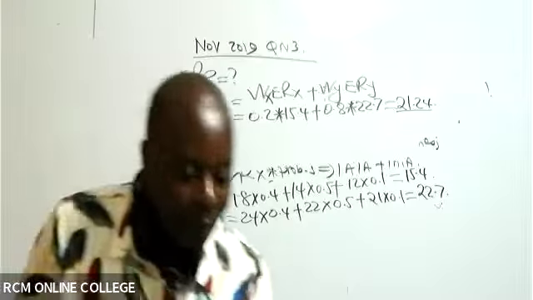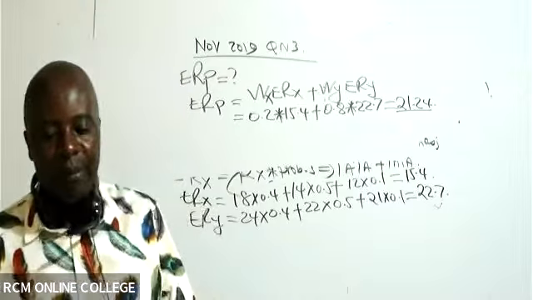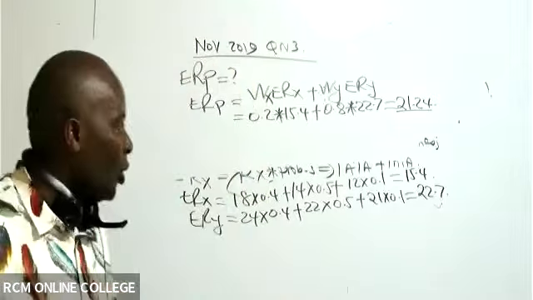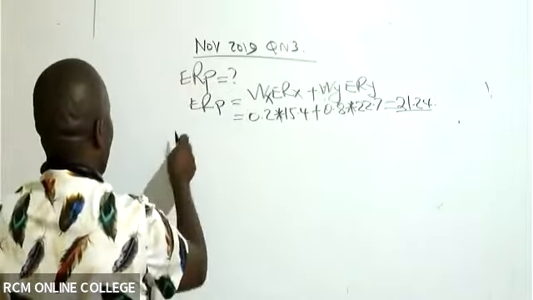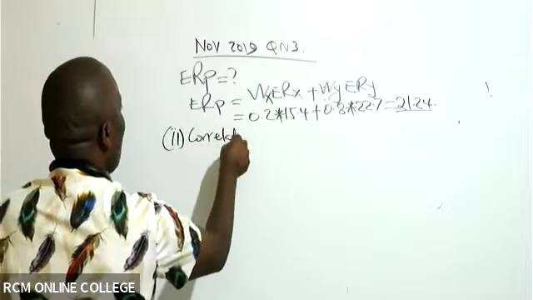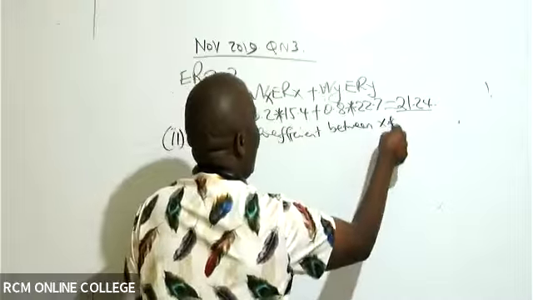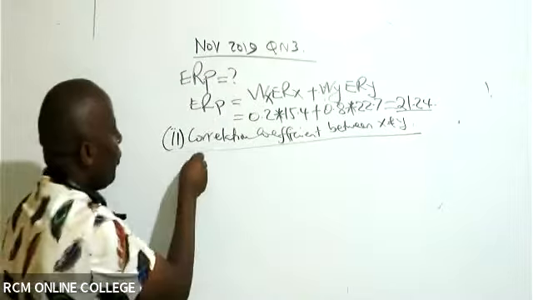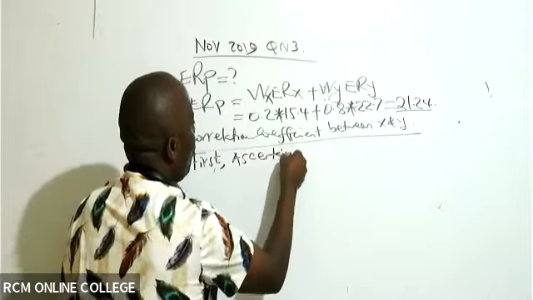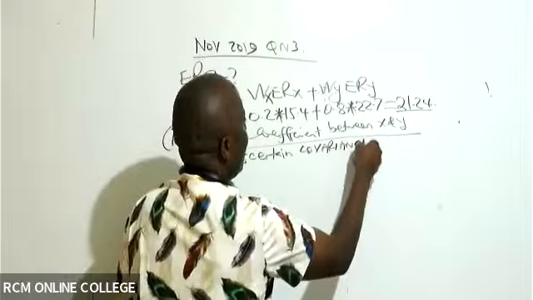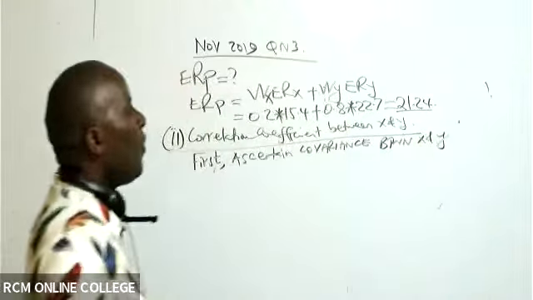And with your permission, I'll go to Roman 2 of this question, where they want me to give them the correlation coefficient between securities X and Y. So here again, first ascertain covariance between X and Y. You first ascertain covariance between X and Y.